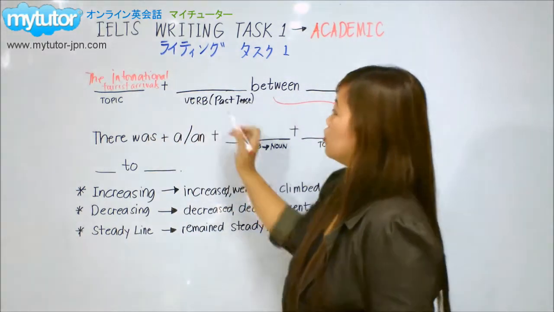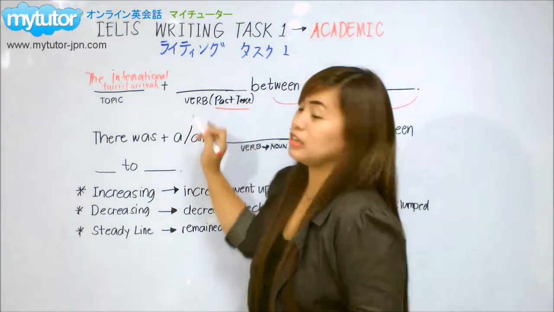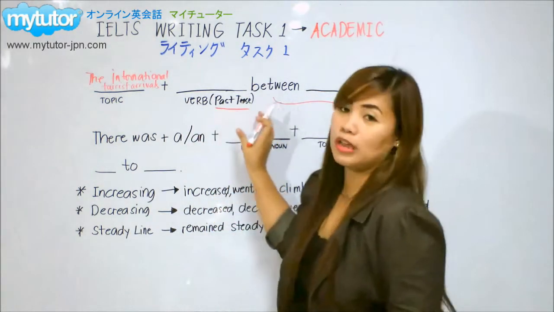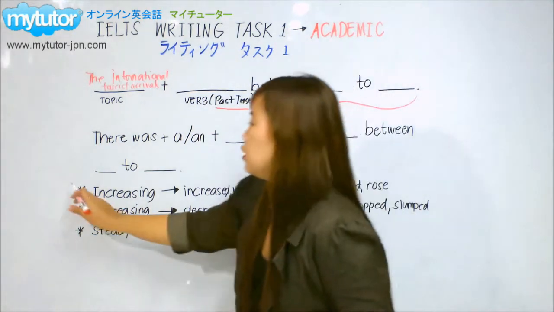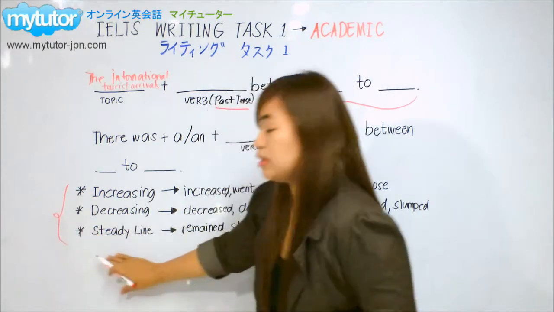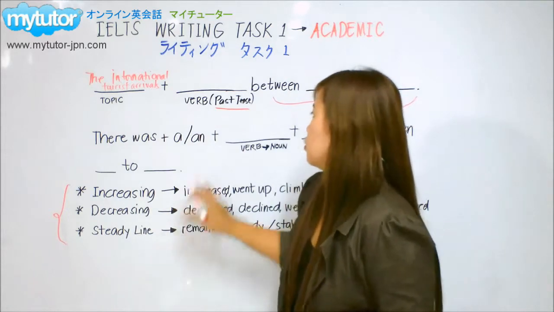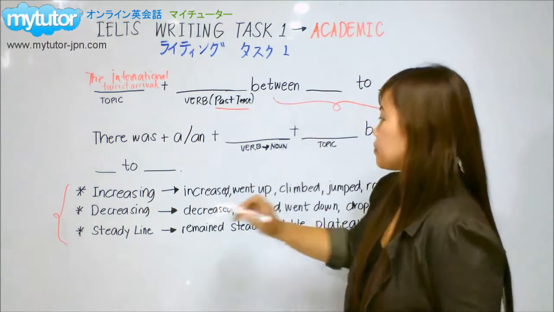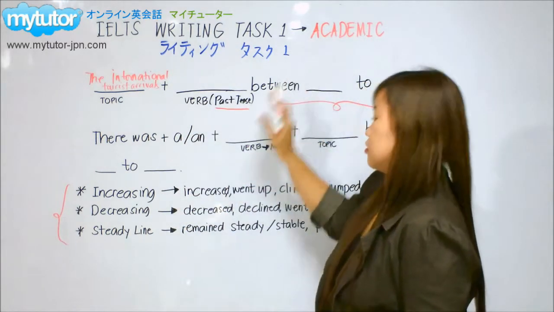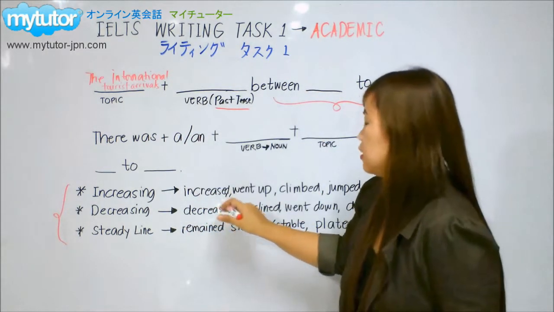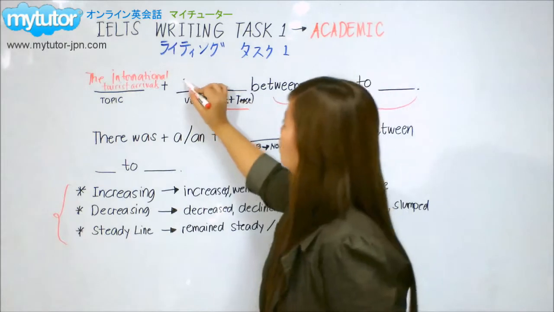Plus the verb. As you notice, the verb is in the past tense. Below we have the verbs describing the movements of our graphs. For instance, if your graph shows that it's increasing, you notice here, this is past tense. Let's say, increased.